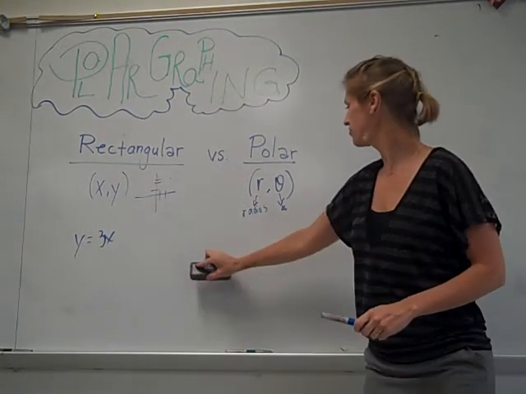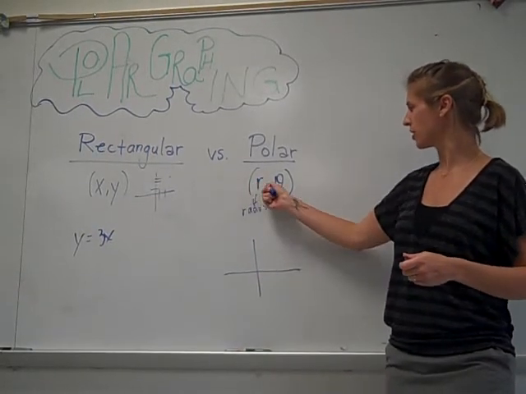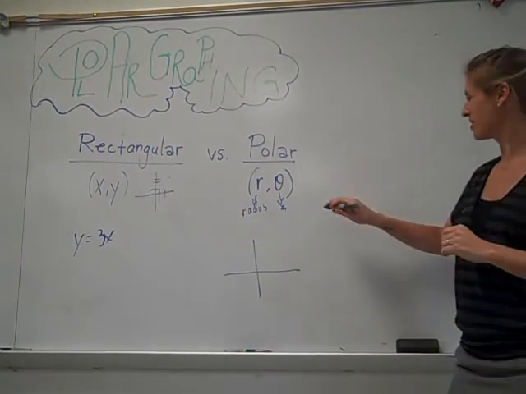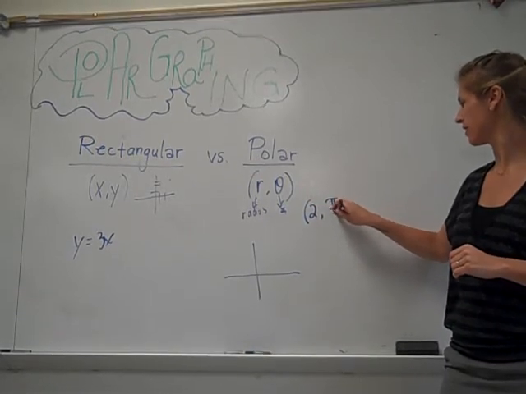So here's how you graph it. Even though the order goes r comma theta, you actually start with the theta measurement. And let's say we want to graph the point 2 comma pi over 3.